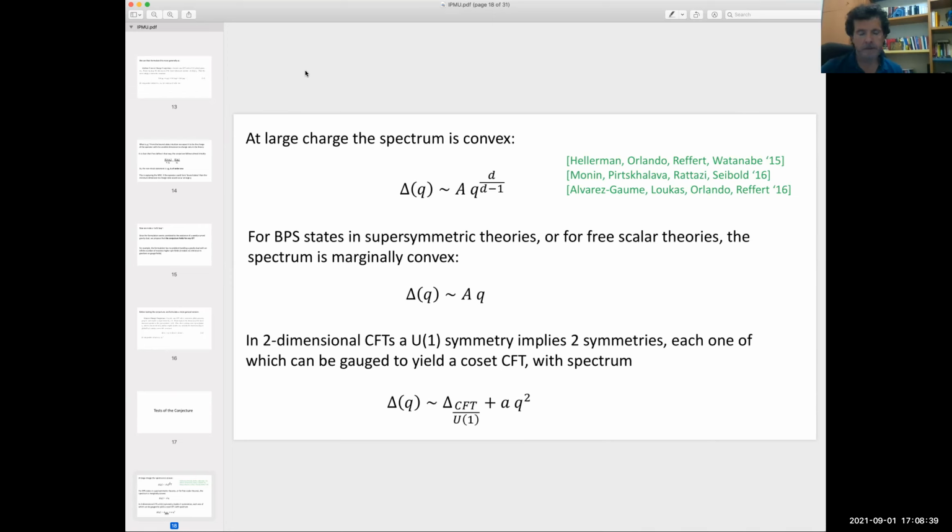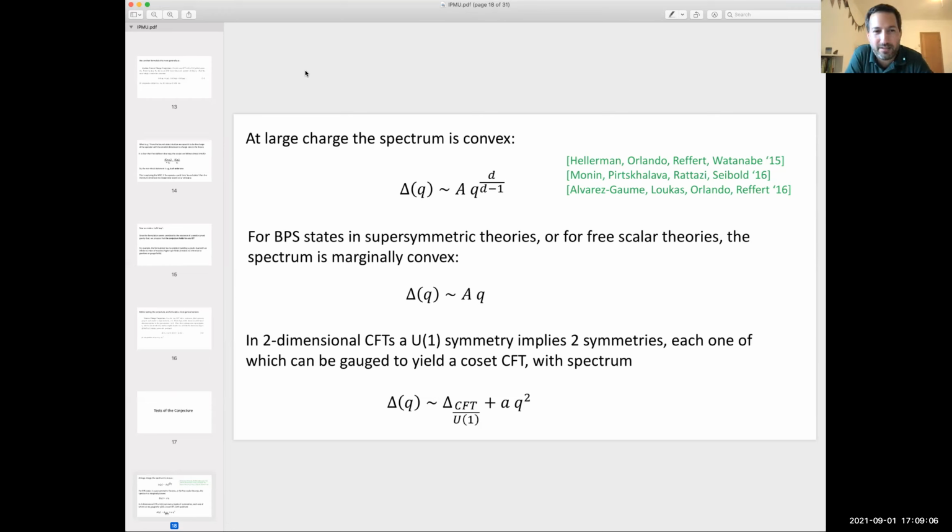Other kinds of theories we can consider are supersymmetric theories, and we consider BPS states, or equivalently we can also consider free scalar theories. And in both these cases, the behavior of the operator dimension is the same. It's marginally convex. It's linear in the charge. Okay, so that's still okay. So BPS operators, supersymmetric theories also seem fine. Also free scalar theories.